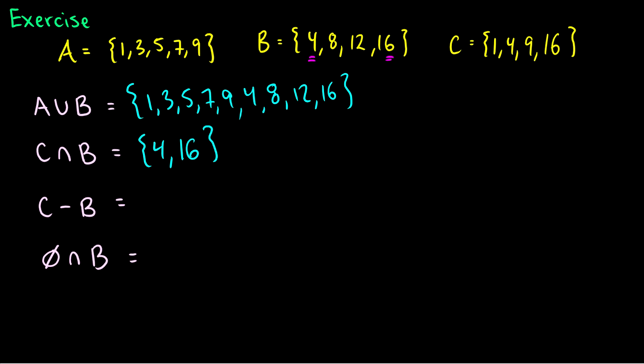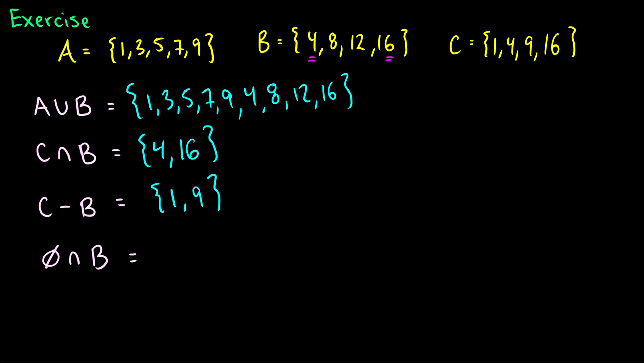C minus B is everything in C minus everything in B. So let me demonstrate this specifically with subtraction in mind. Let's write out everything in C: 1, 4, 9, and 16. Now let's subtract things that are in B. Well, 4 is in B, so let's get rid of it. And 16 is in B, so let's get rid of it. So now we're left with the set 1, 9, and that is exactly what C minus B is, or C difference B.